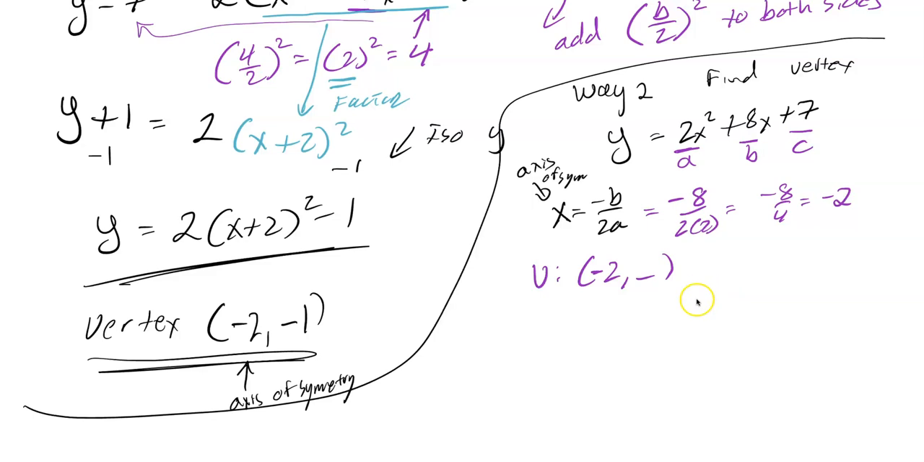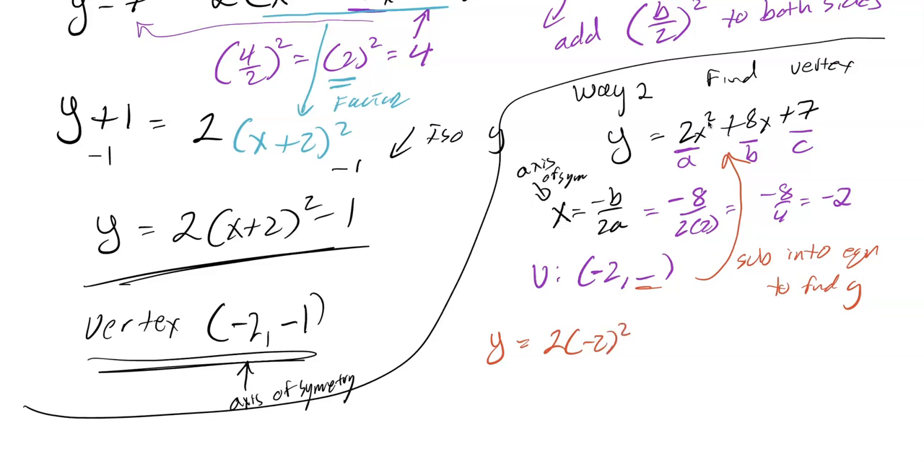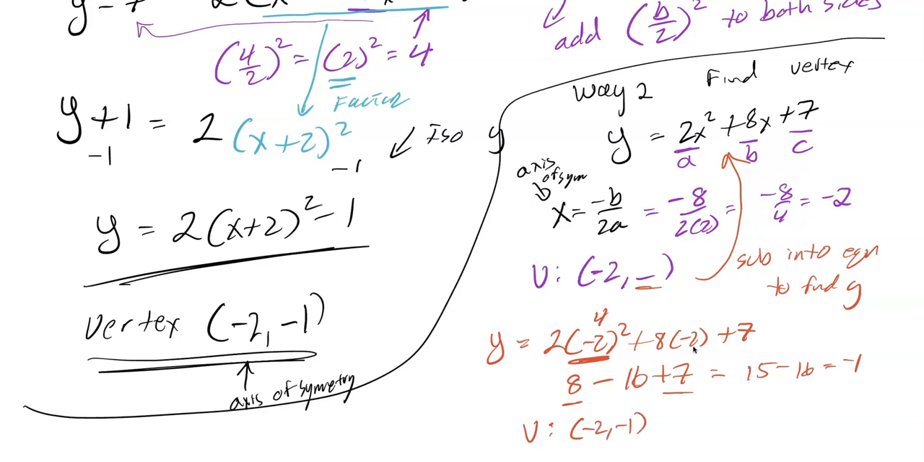How do I find the y? Well, anytime you have an x in any type of equation, you just substitute it in, plug it in. So to find the y, we're just going to sub into the equation. So y is just going to be 2 times negative 2 squared plus 8 times negative 2 plus 7. Remember to do this part first. So that'll be 4. 4 times 2 is 8. 8 times negative 2 is negative 16 plus 7. 8 and 7 is 15. Minus 16 is negative 1, just like I got over there. So there's my vertex, negative 2 and negative 1.